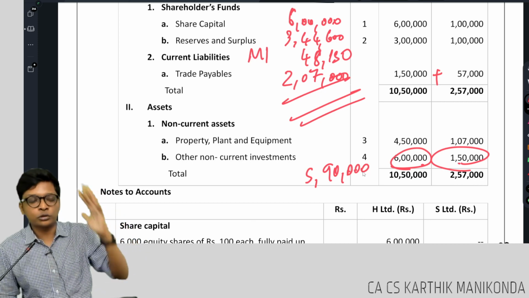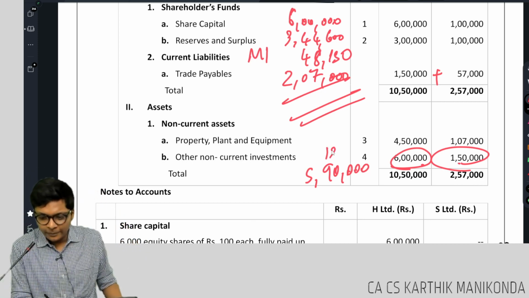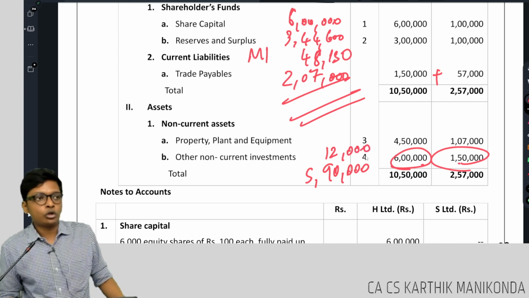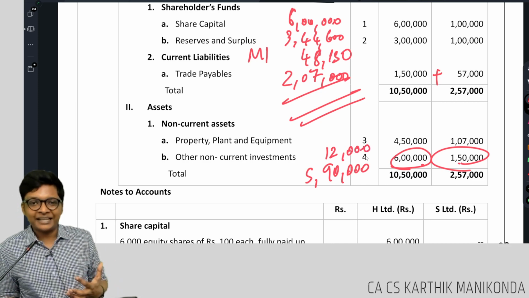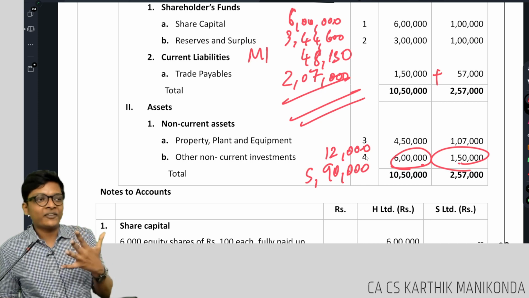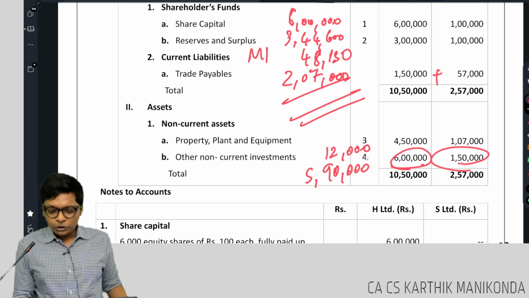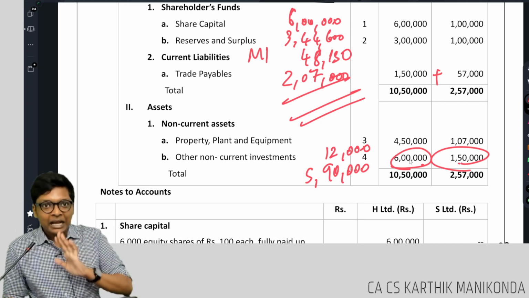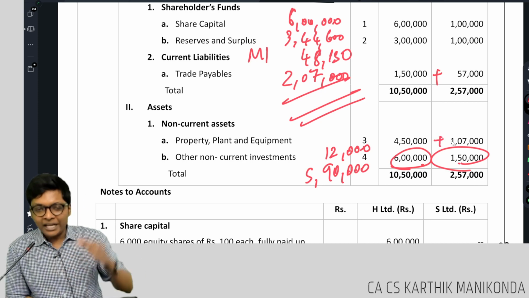I have 2, 3 students who have forgotten goodwill. Goodwill will be 12,000. Another common mistake, guys. Step 4, step 5, goodwill you are forgetting. Last one is PPE addition. Unlike other sums, you can't add 4 lakh 50 and 1 lakh 7.